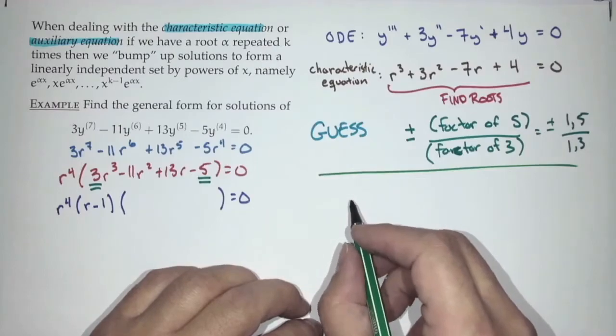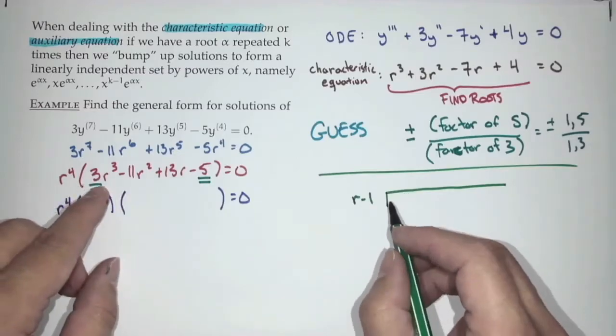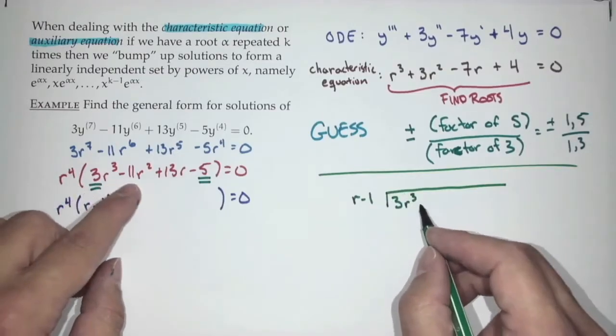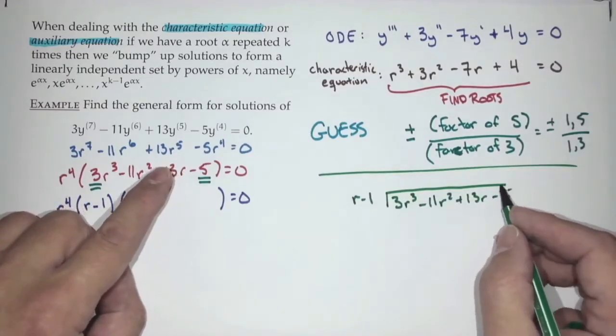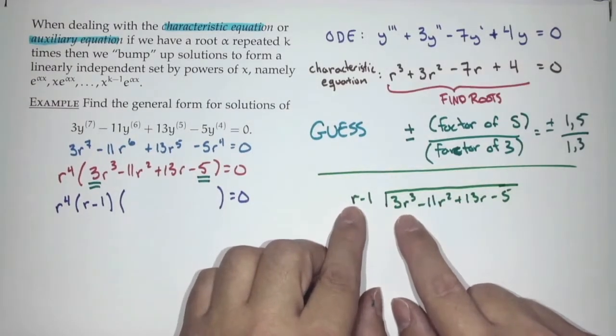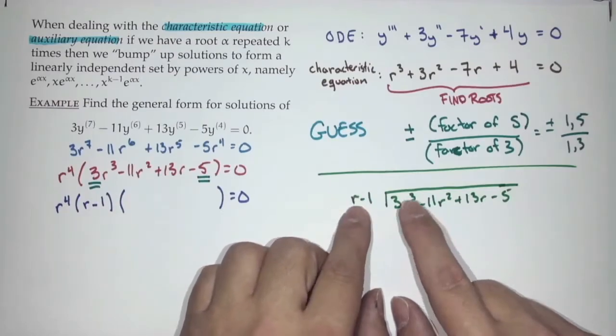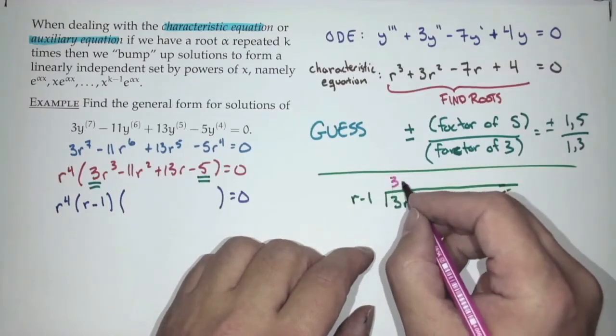We're good. Okay, so we're going to divide r minus 1 into the polynomial we started with, which is 3r cubed minus 11r squared plus 13r minus 5. Now, in case you don't remember it, we'll do a quick recap. Here's how long division works. Just focus on the leading terms at every step. So here the leading terms are r and 3r cubed. What do I have to multiply r by to get 3r cubed? 3r squared. All right, so I put 3r squared.